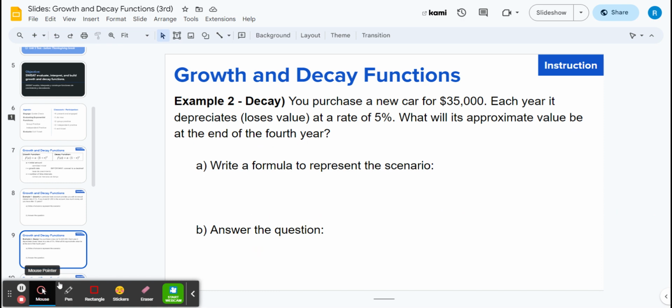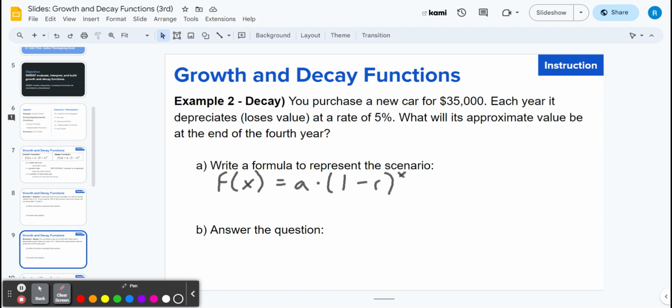So let's move on and explore an example for a decay scenario. In this case, we purchased a new car for $35,000. Each year it depreciates, loses value at a rate of 5%. What will its approximate value be at the end of the 4th year? So let's first start by writing a formula to represent the scenario. We're going to use that decay formula here, so I'm going to rewrite that real quick just to make sure I'm pulling the right information. This time it's 1 minus r. Oh, and let me rewrite that so it's nice and neat.